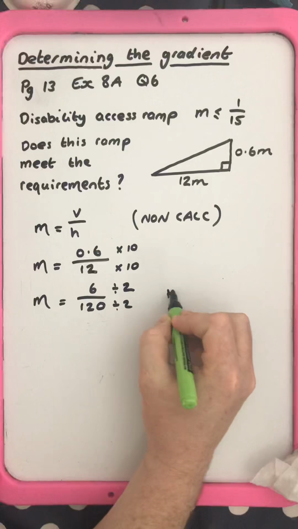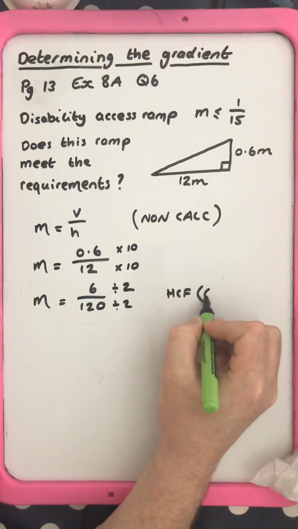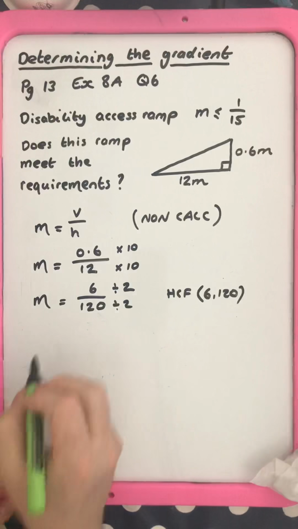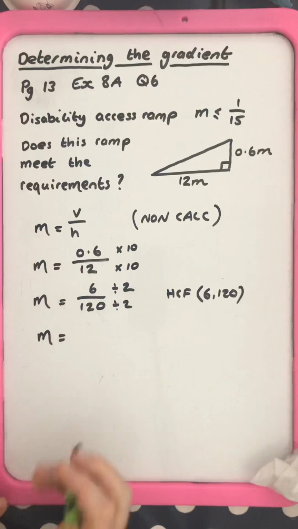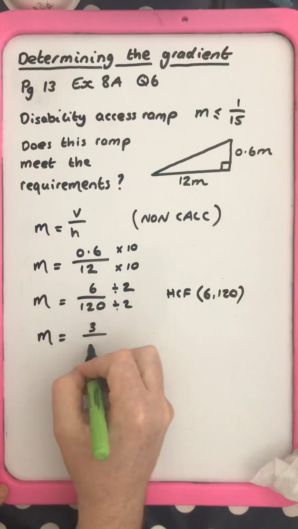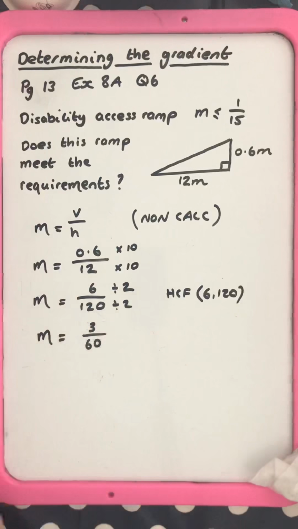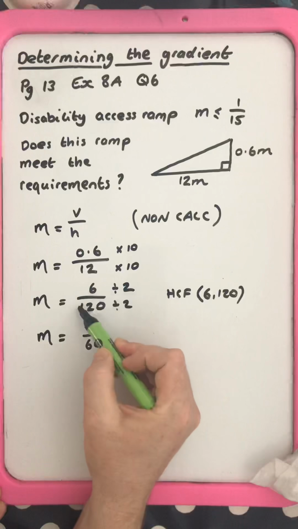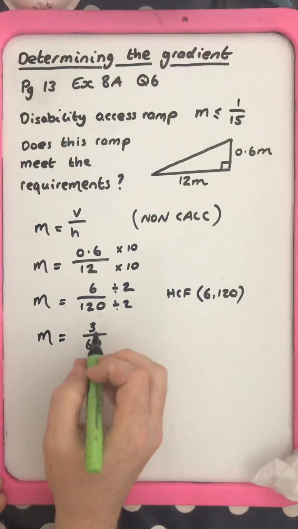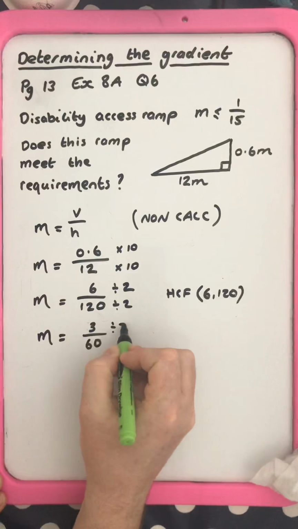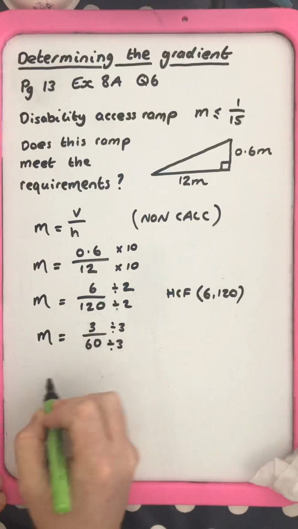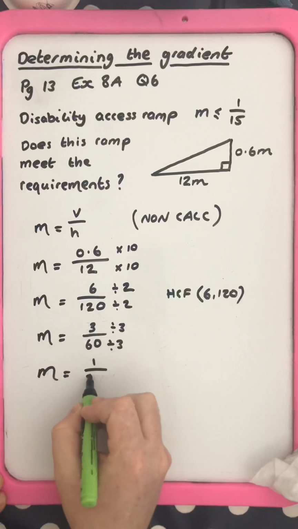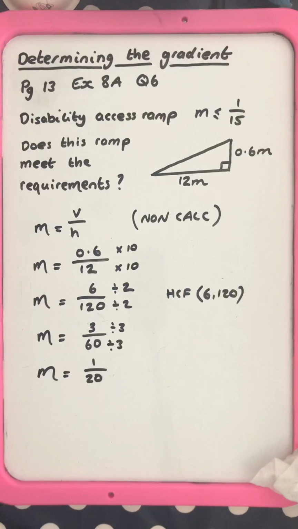Okay, so strategies for simplifying fractions. We want to find the highest common factor. Now, I've gone straight for dividing by 2. I see these 2 even numbers and I'm using that strategy. We could have easily looked at the highest common factor of the 6 and the 12, which is 3. Alright, so we have 1 over 20.